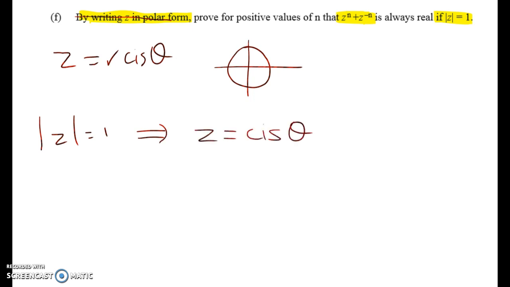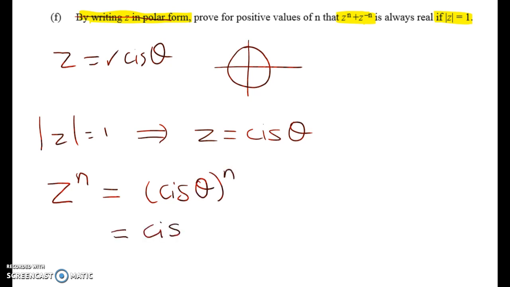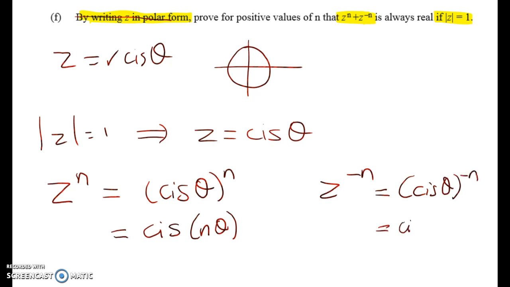Now we're going to use de Moivre's theorem. So we've got Z to the power of n, which is cis theta to the power of n, which is cis of n theta. And Z to the negative n is cis theta to the negative n, which is cis negative n theta.